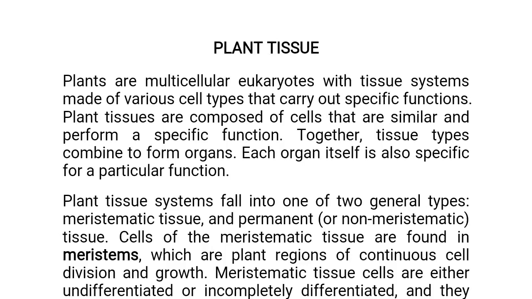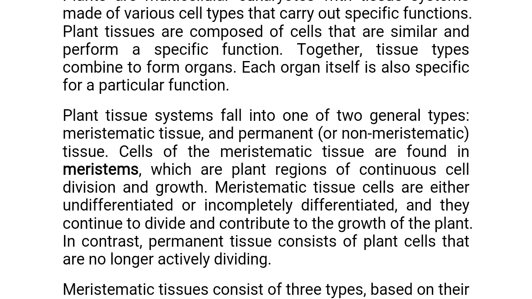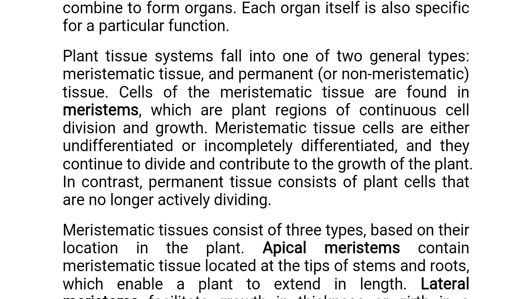So the meristematic tissues, these are tissues that have the ability to divide. They have the ability to undergo cell division in order to produce more cells. While the permanent tissues, these are tissues that have lost their ability to divide, and they are placed in that permanent position. All right, so that's the difference between the meristematic tissue and permanent tissue.